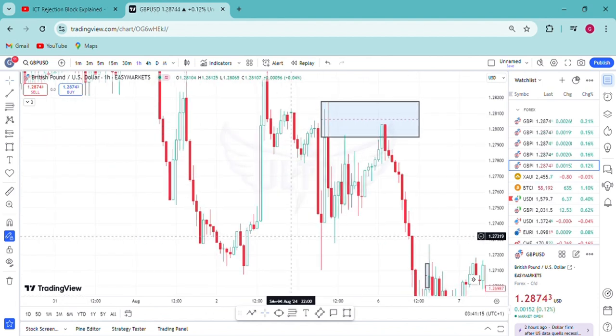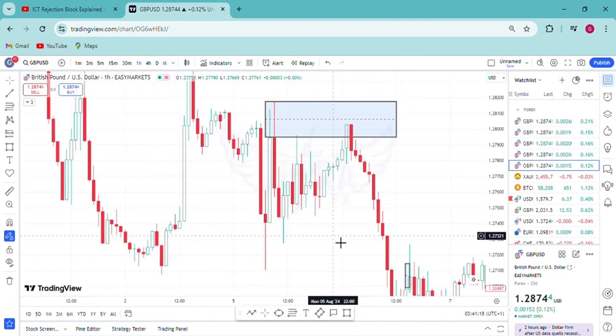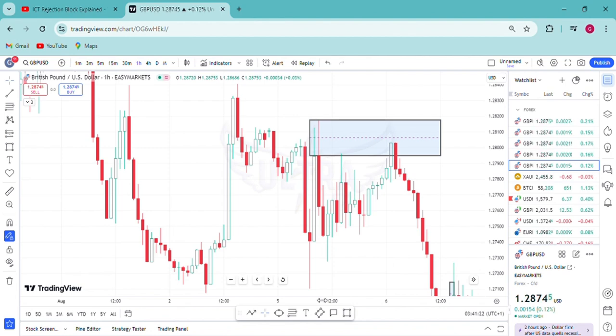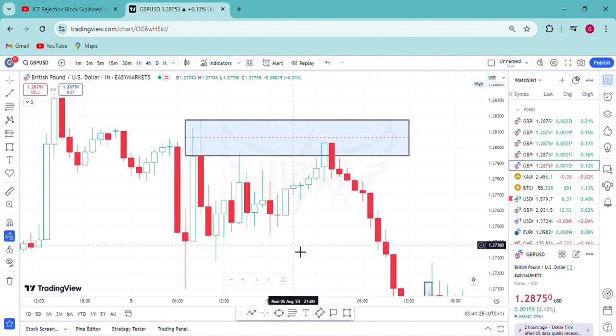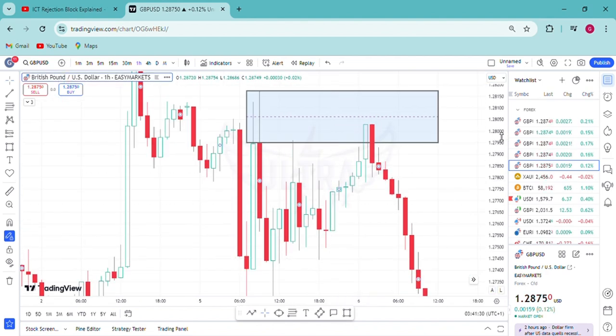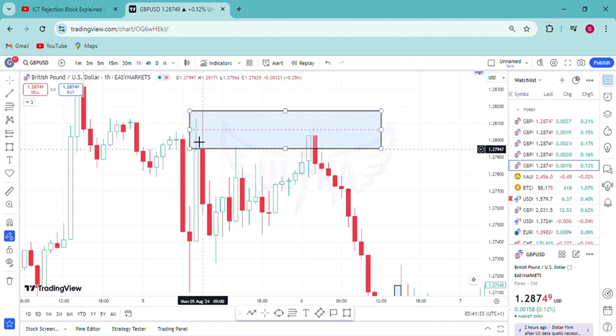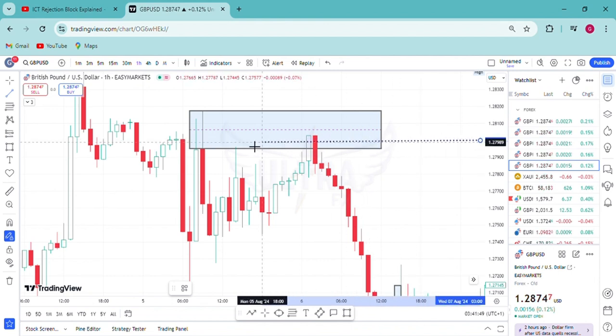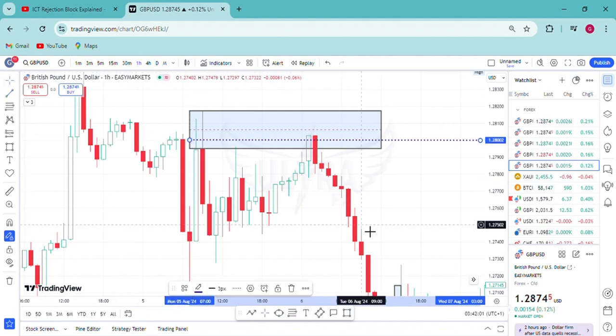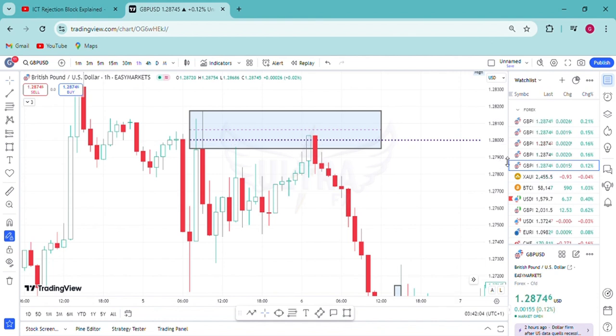And when you are trading rejection block, you should bear in mind that there's what we call a psychological number or a big number. Now this wick is being created at a psychological number, which is this one right here, 1.2800. You can see it right here. So this wick is being created off of the rejection from this big number, this 1.2800.